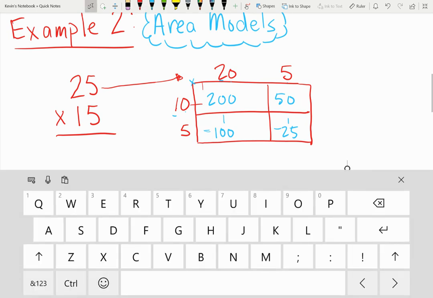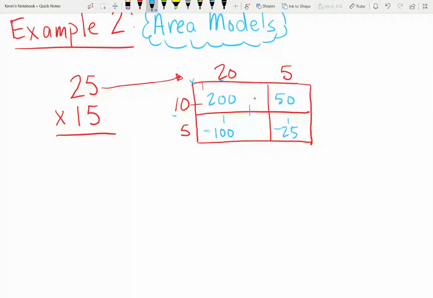So you can go up or down, or you can go side to side. And I like to add side to side. So I'm going to add 200 plus 50 is 250. And then I'm going to add 100 plus 25 is 125. If you add those two together, again, those are partial products. Then you have to finish your problem out to get the final product. So if you add the two together, your final answer, 0 plus 5 is 5, 5 plus 2 is 7, and then 2 plus 1 is 3, 375.